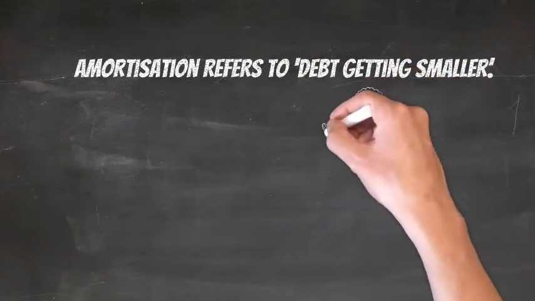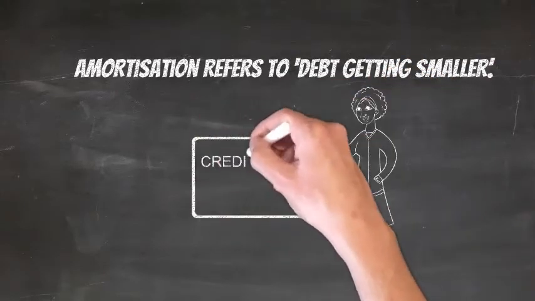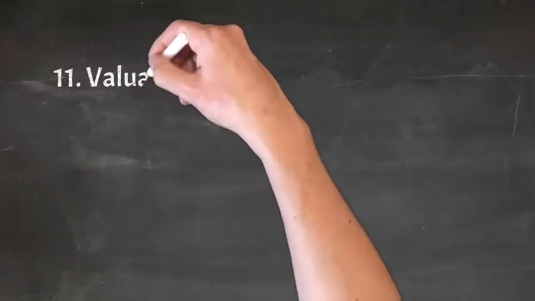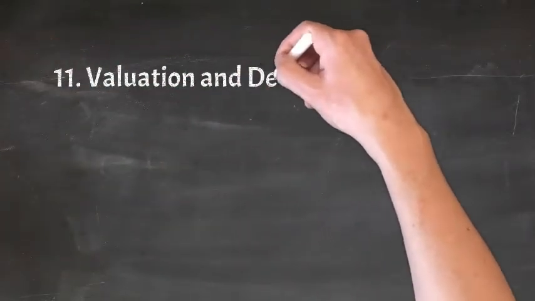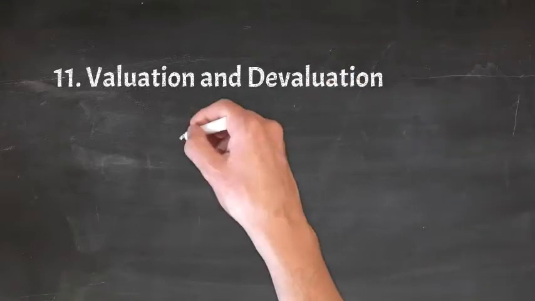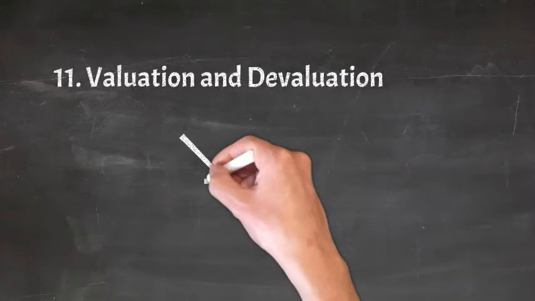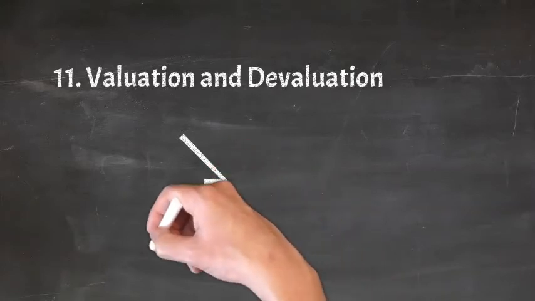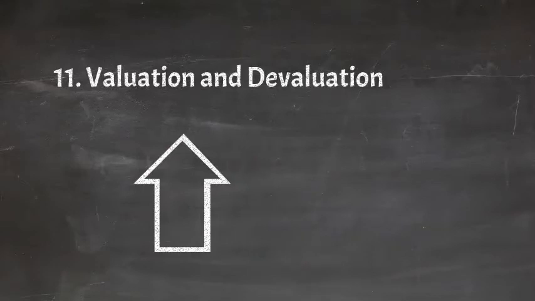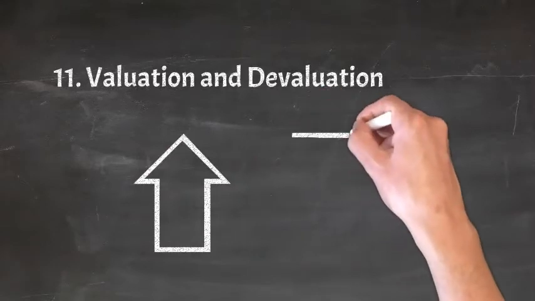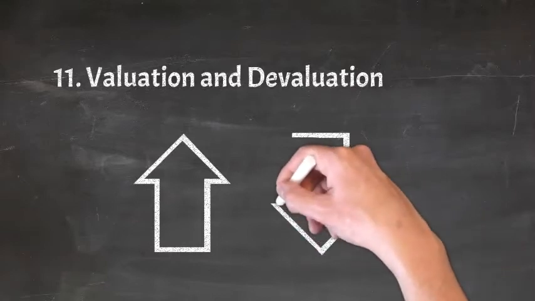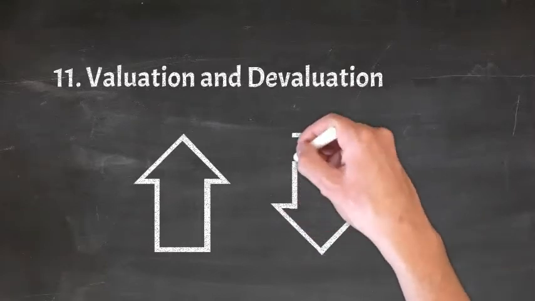Amortization, on the other hand, refers to debt getting smaller. The term valuation links back to the term we talked about before, assets. When a company is determining its overall worth, it needs to value its assets. How much is the company worth? Often linked to valuation is devaluation, a term similar to depreciation. You'll come across this term typically when referring to currencies.